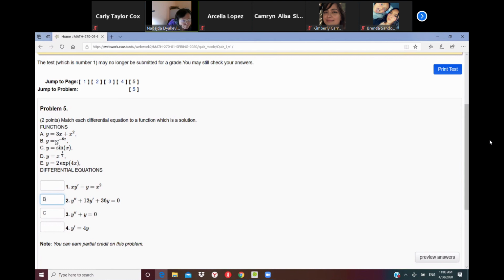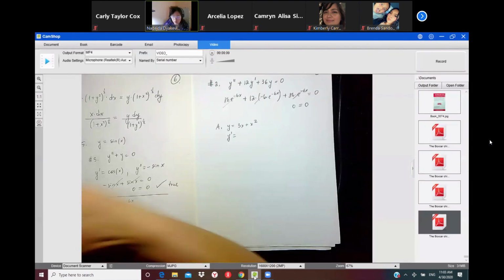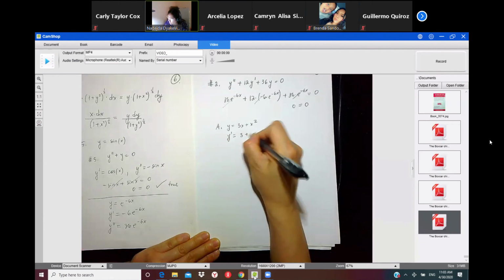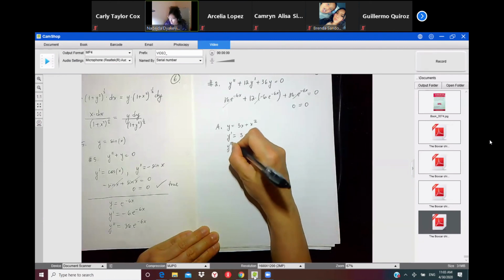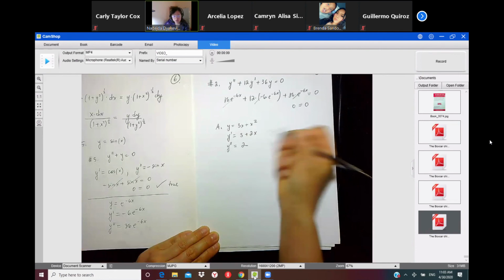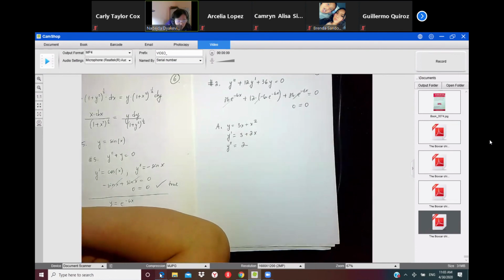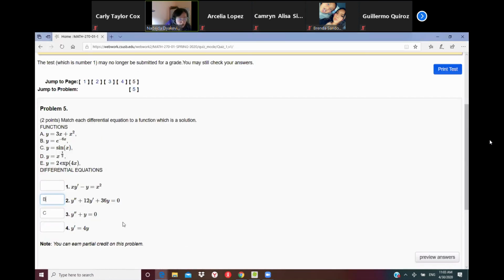And I guess I'll try A. Let me see, A is y equals 3x plus x squared. I'm taking the derivative of it. If you differentiate a polynomial, y prime is 3 plus 2x, and y double prime will be just 2. So that's convenient. Shouldn't take long. So let's see. Well, let's try number 1, maybe.